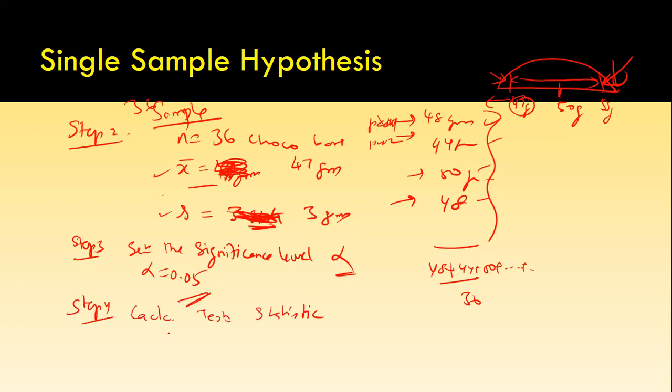For the Z test, the formula is x bar minus mu divided by sigma divided by square root of n. Previously I mentioned it wrongly. Okay, this is the correct formula: x bar minus mu divided by sigma over root n.